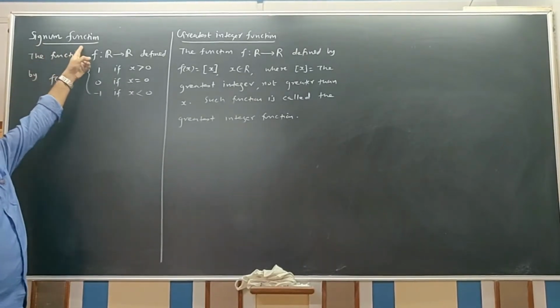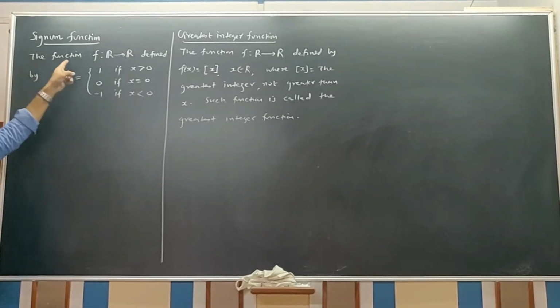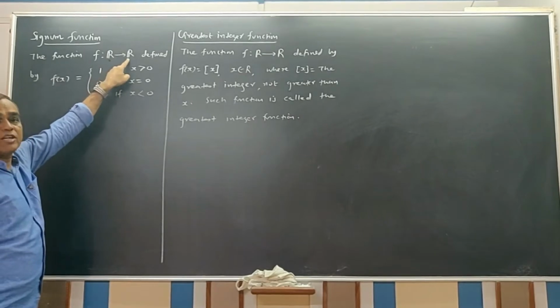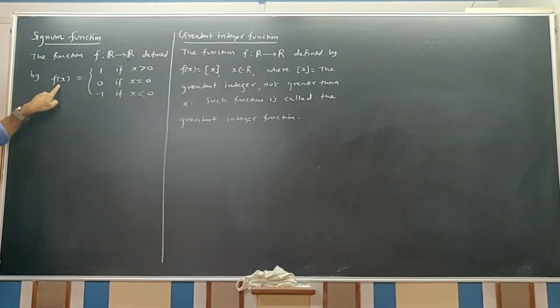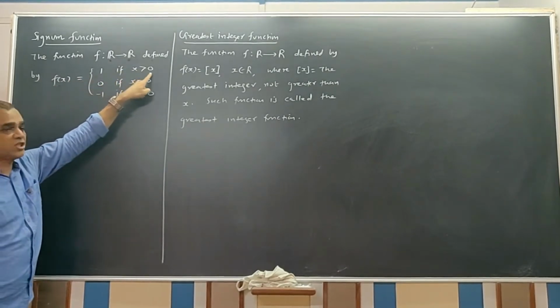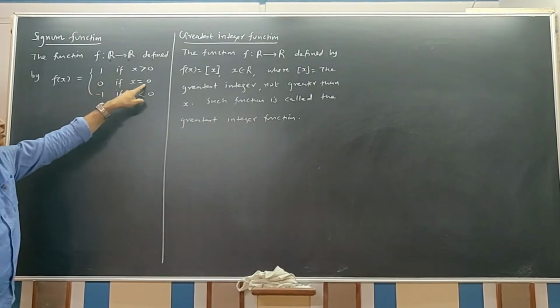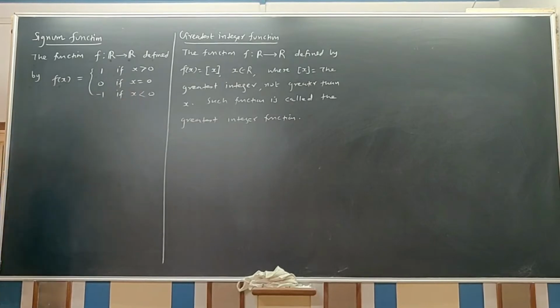Signum function. Next is the Signum function. The function f from R to R, where R is the set of real numbers, is defined by f(x) equal to 1 if x is positive, the output is 0 if x equals 0, and the output is minus 1 if x is less than 0. Let us see what is the meaning of this function.